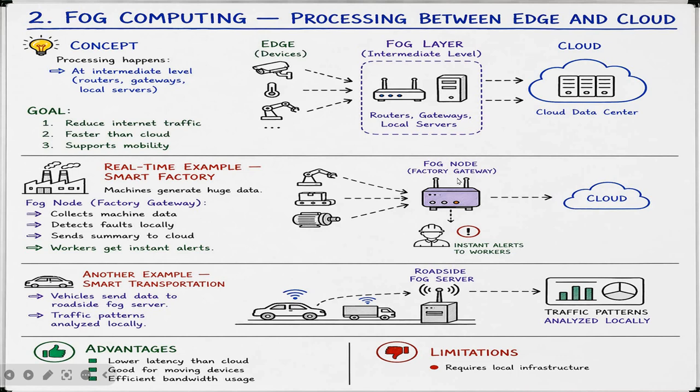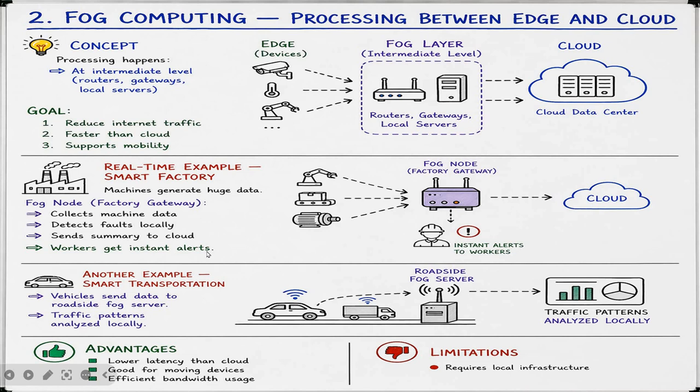The fog node, that is a factory gateway, will collect the machine data. That is, the fog node gathers the data from the different machines in real time, and it acts like a local server. Okay, and it detects the faults locally, and it quickly identifies issues or failures in the machines, and it will help prevent major breakdowns. And it also sends a summary to the cloud, that is, only important results or summaries are sent to the cloud, which saves the bandwidth and the storage.